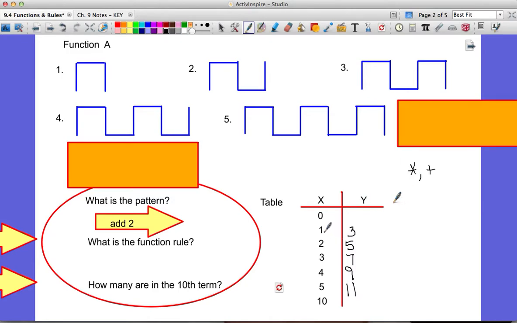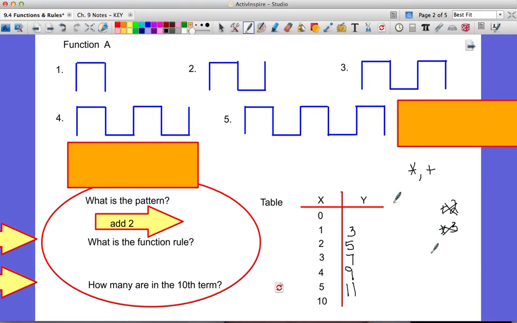Okay, in this case, we go from 1 to 3 by adding 2. However, we cannot go from 2 to 5 by adding 2. So plus 2 as an option is out. However, we can try times 3. 1 times 3 does give us 3, but 2 times 3 does not give us 5. So times 3 as an option is out.